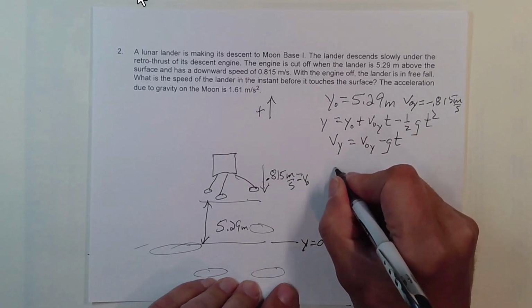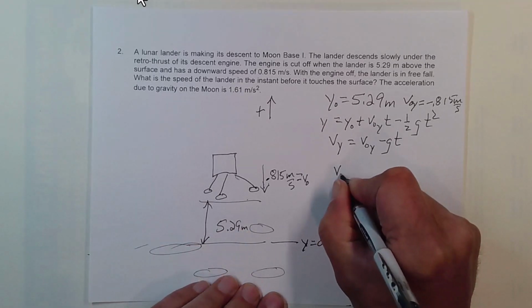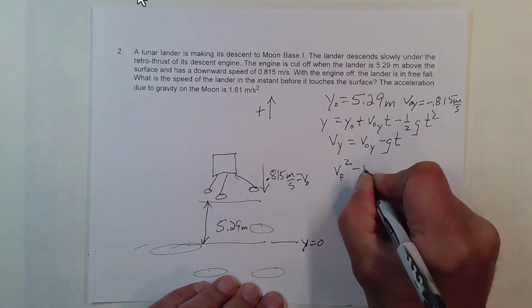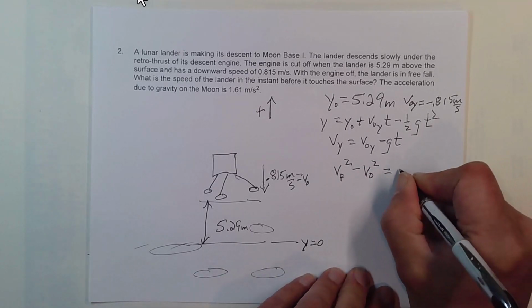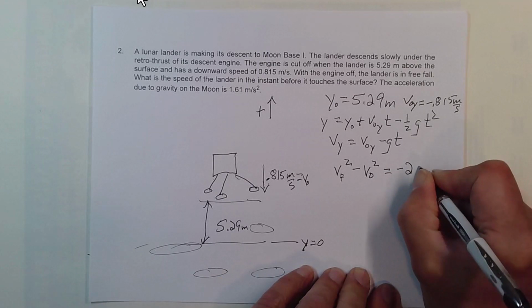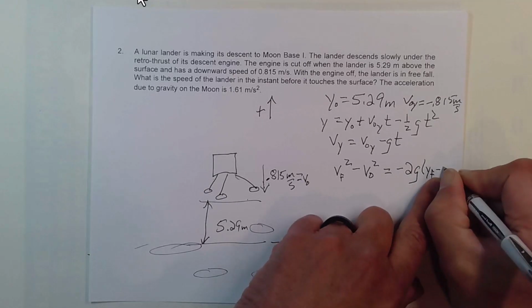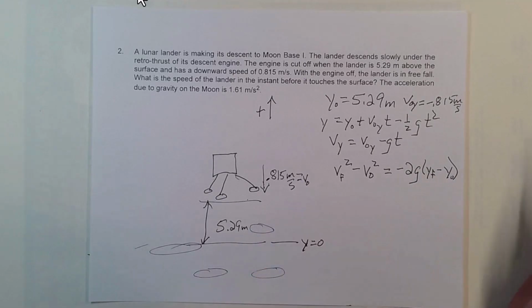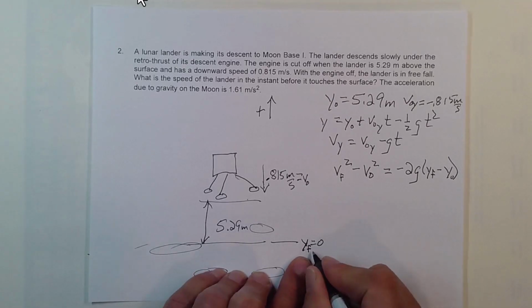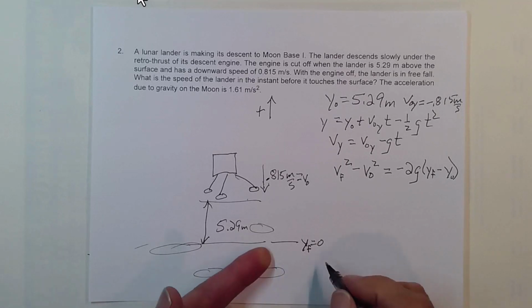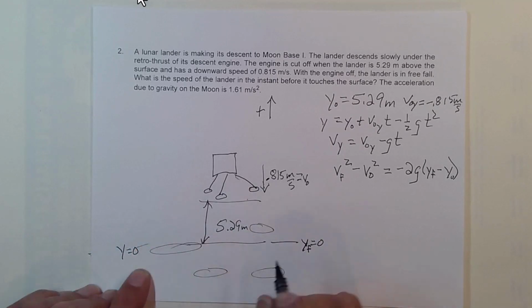We can say that I'm going to let v final be the speed at which it hits the bottom. V final squared minus v naught squared is going to equal minus 2g times y final minus y naught. Okay, well, I'll put a y final on this thing right here. That's where it's going to end up, but that's also where y is equal to 0. That's the origin of my vertical coordinate system.